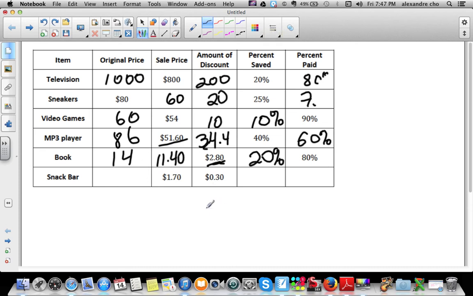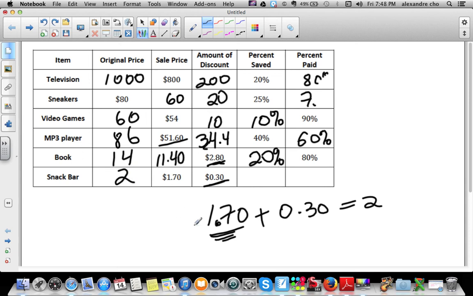The sale price was $1.70. So you end up paying $1.70 at the cashier, because that's the sale price after the discount. How much of a discount did you get? 30 cents. So in order to get the original price, well, the original price would be the sale price plus the discount of 30 cents, which gives you $2. So the original price was $2. Okay? So $2, you got a discount of 30 cents, and you end up paying $1.70.